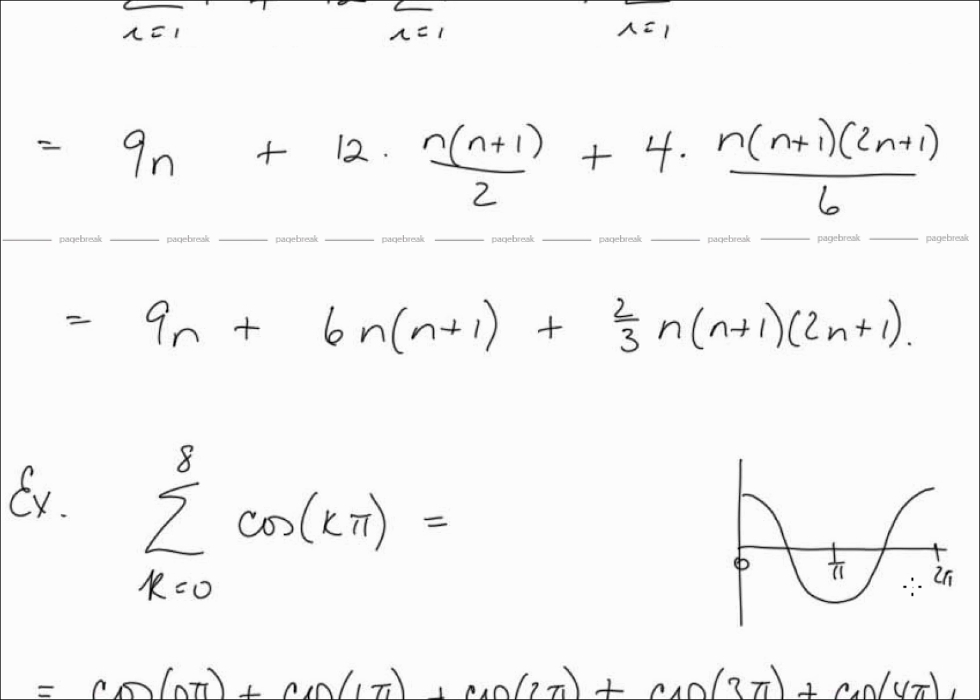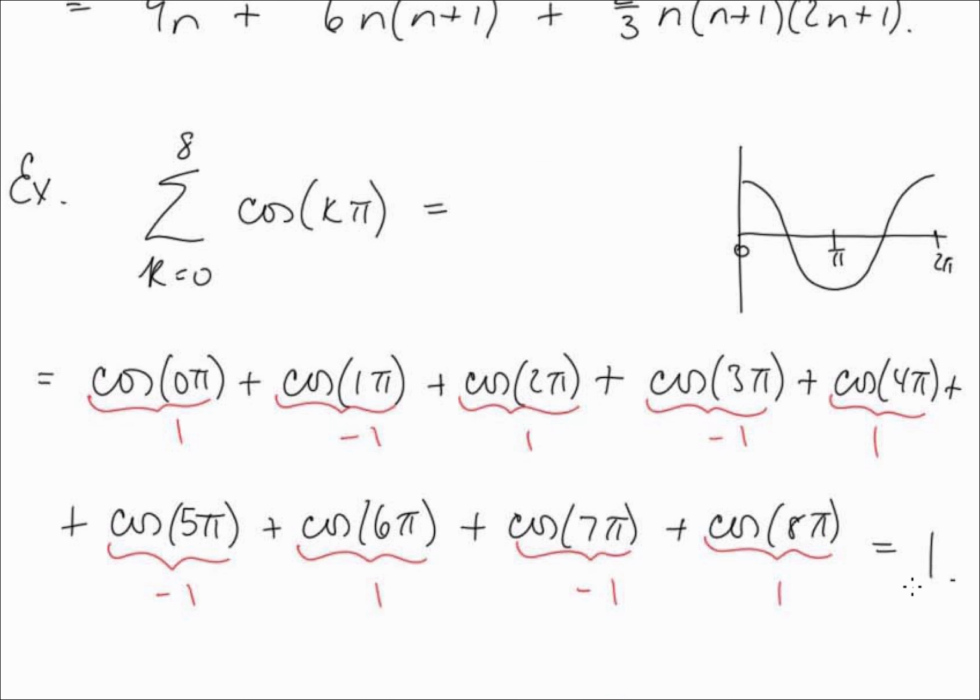Let's take a look at another example. Notice here our index is not written as i, it's written as k. That really doesn't matter, it works the same way. Here k is going from 0 to 8 of cosine of k pi. So this is cosine of 0 pi plus cosine of 1 pi plus cosine of 2 pi all the way up to cosine of 8 pi.